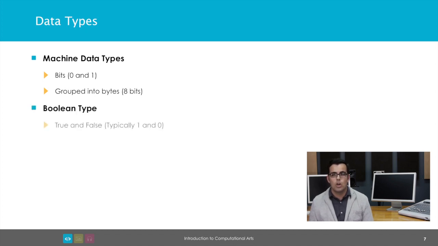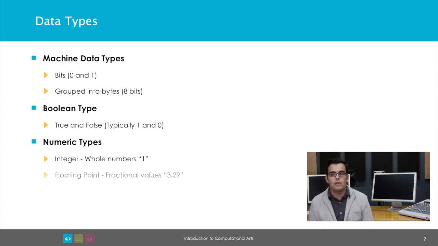Boolean data types are values which indicate a true or false state to the machine, and are typically communicated as 1 for true and 0 for false. Numeric data types are used to express numbers and include integers, whole numbers such as 3, and floating point numbers or numbers containing fractional values such as 3.58.